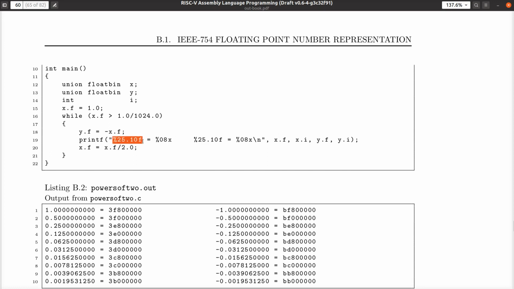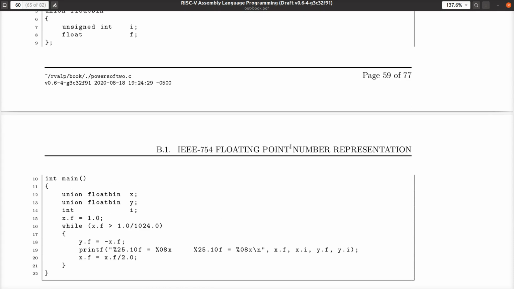In C, this is how you print out a floating point number that's given by this parameter over here. This is how I print out an 8-digit hexadecimal value as given by this parameter over here. To print out a hexadecimal value, I need to give it an integer variable in C. To print out a floating point number, I need to give it a floating point variable. So these two things, x.f and x.i, are literally the same bits in the machine memory.